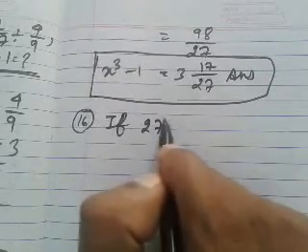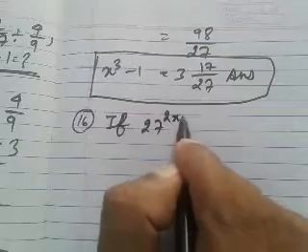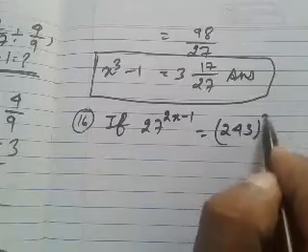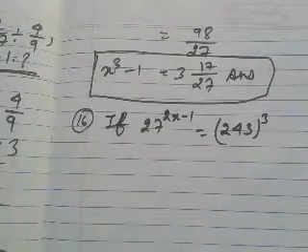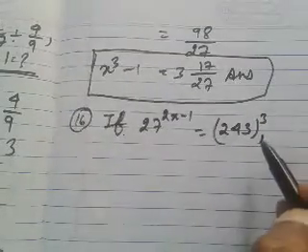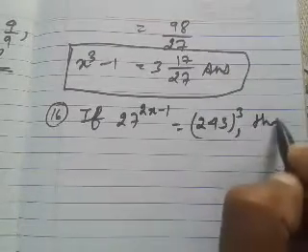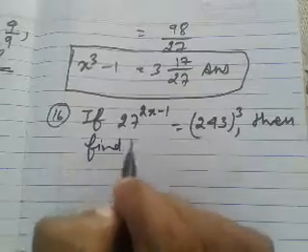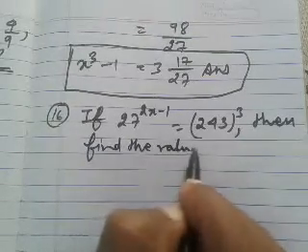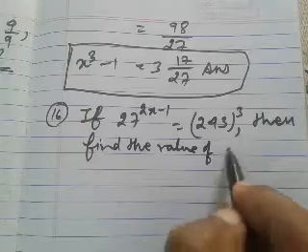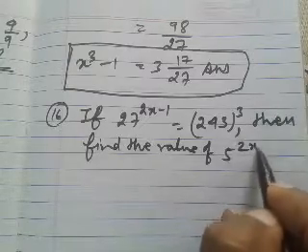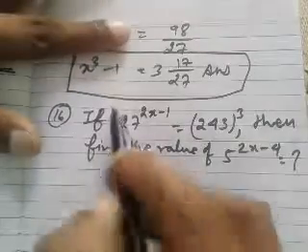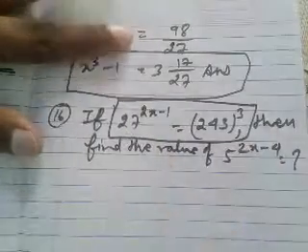Next question is question number 16, and this is the last question for this chapter. If 27 raised to the power 2x minus 1 is equal to 243 raised to the power 3, then find the value of 5 raised to the power 2x minus 4, this expression. First of all, find the value of x from the given expression.